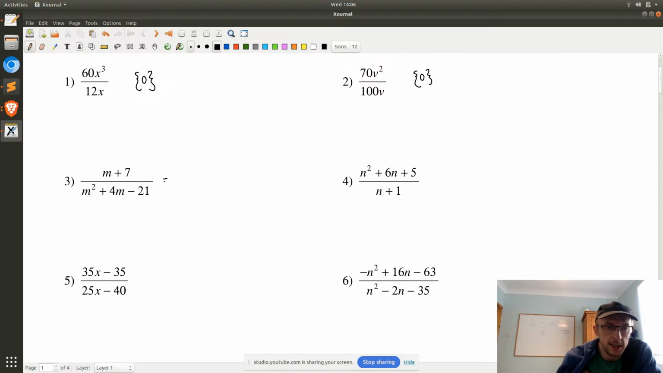Factorizing the denominator, we have (m + 7)(m - 3). Now, I believe that this excludes -7 and 3. However, they may be of the opinion that you cross those out, and so it's only 3 that's excluded. But we'll see.